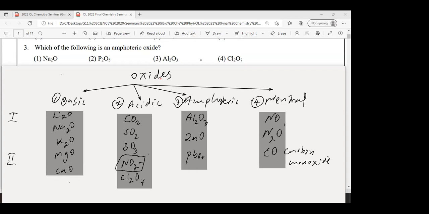If you want to write now, under each you can write: number 1, basic oxide, because sodium oxide, if you put it into water, forms sodium hydroxide. P2O5 is acidic. If you put P2O5 into water it forms phosphoric acid, H3PO4. Sodium oxide, if you put it into water, forms sodium hydroxide, a base.